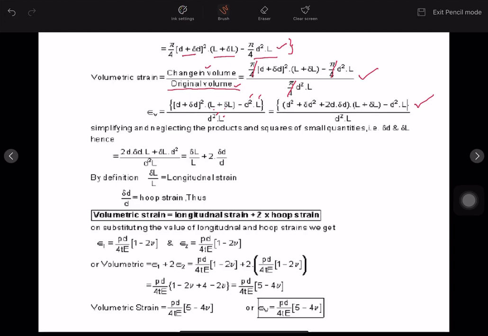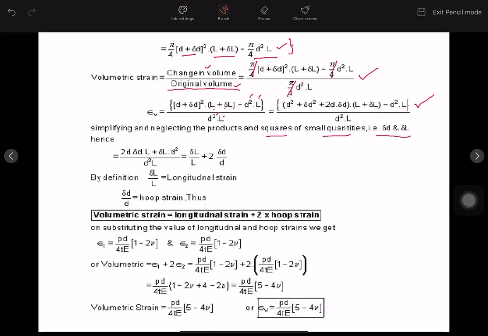Here we can neglect some negligible values, like delta D and delta L, which are already very small quantities, and the squares of such small quantities will become much smaller. So simplifying and neglecting the products and squares of small quantities, that is delta L and delta D.